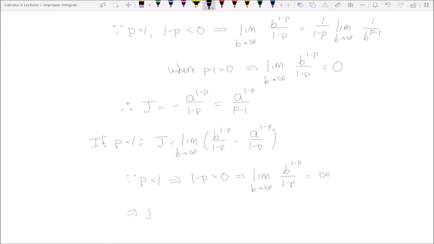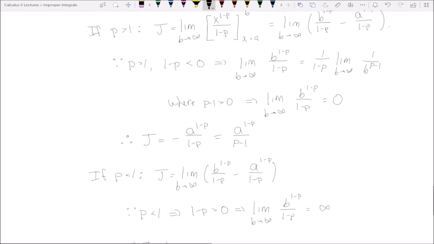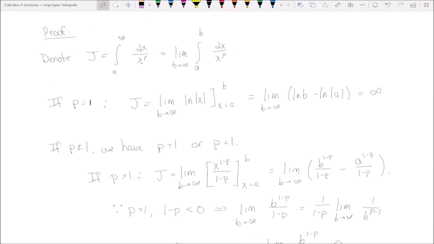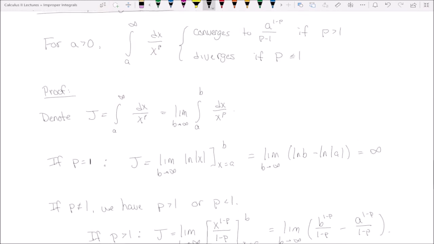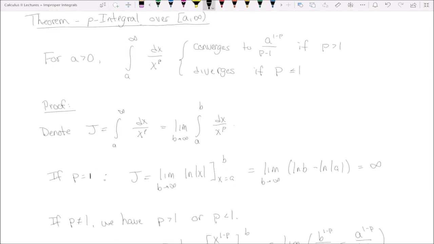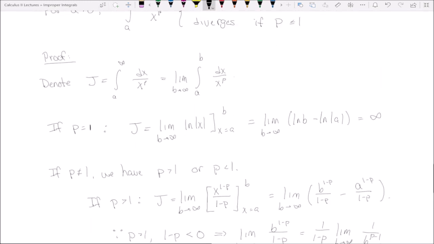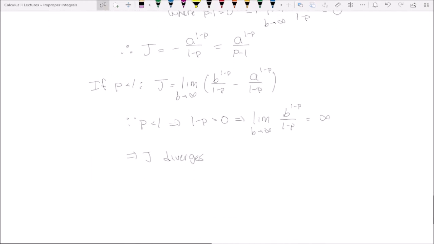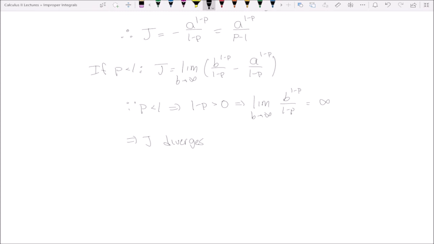Which of course means that the integral diverges. And so we've considered all three cases. If p is 1, it diverges. If p is less than 1, it diverges. So whenever p is less than or equal to 1, it diverges. And whenever p is greater than 1, it converges, specifically to a to the 1 minus p over p minus 1. And so that completes our proof.